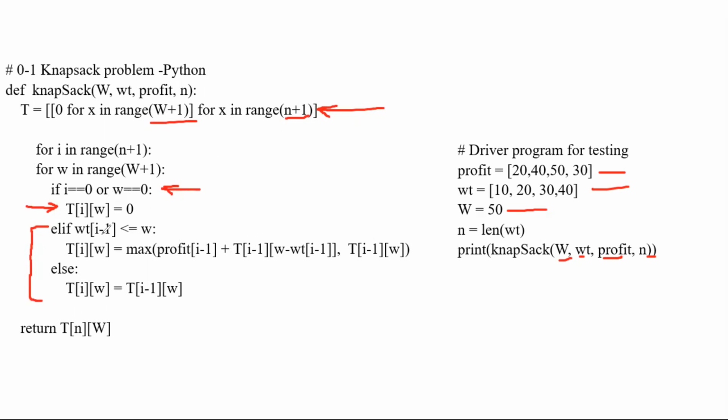If the weight of item i minus 1 is greater than W, then we copy the above cell, else we choose the maximum value between the above cell and the profit of this item plus the remaining profit. And we return the maximum profit, which is the last entry in the table.